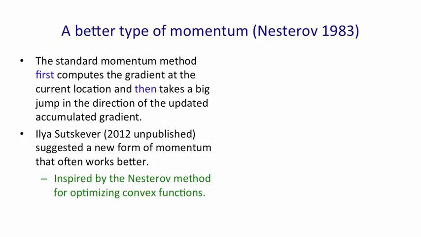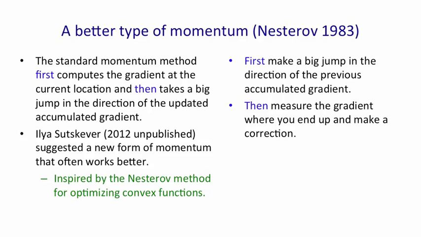Ilya Sutskever has found that it works better in many cases to use a form of momentum suggested by Nesterov, who was trying to optimize convex functions, where we first make a big jump in the direction of the previous accumulated gradient, and then we measure the gradient where we end up and make a correction. It's very, very similar, and you need a picture to really understand the difference.